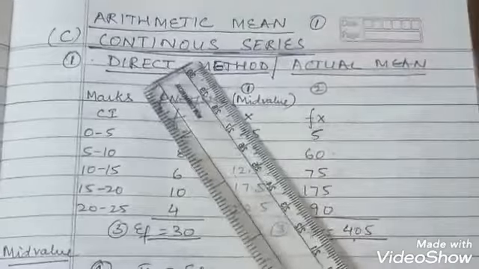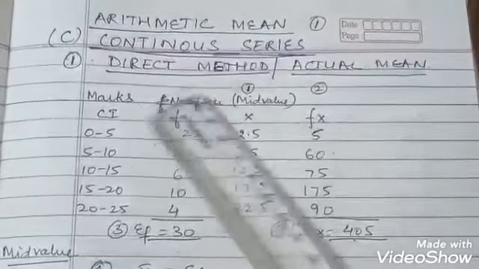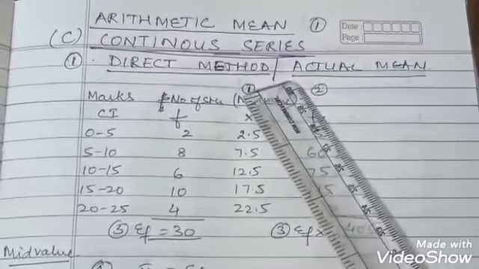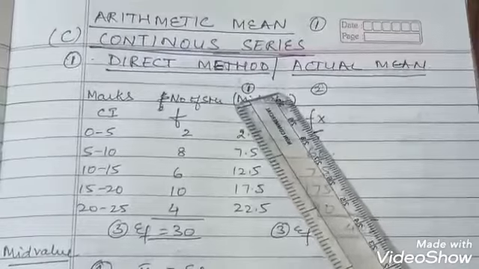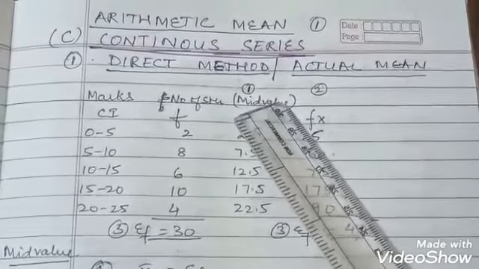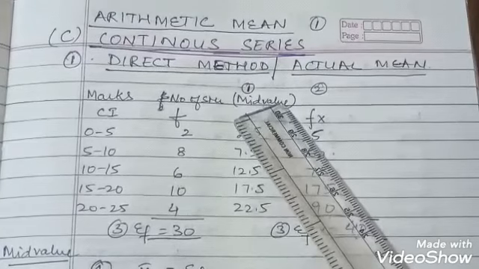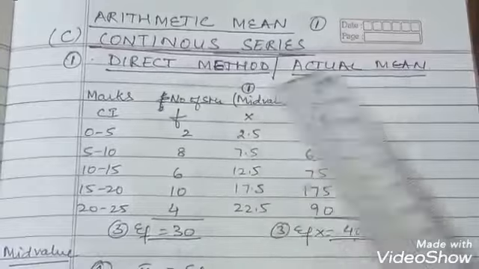Good morning everybody. Today we are going to be doing arithmetic mean in case of continuous series. So far we have covered the basic concepts. We have covered arithmetic mean in case of individual series using all 3 methods, in case of discrete series using all 3 methods. Today we are going to be doing continuous series with all 3 methods.